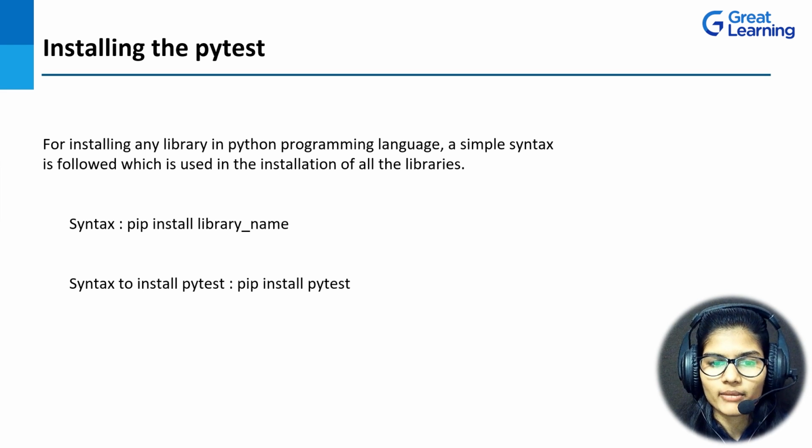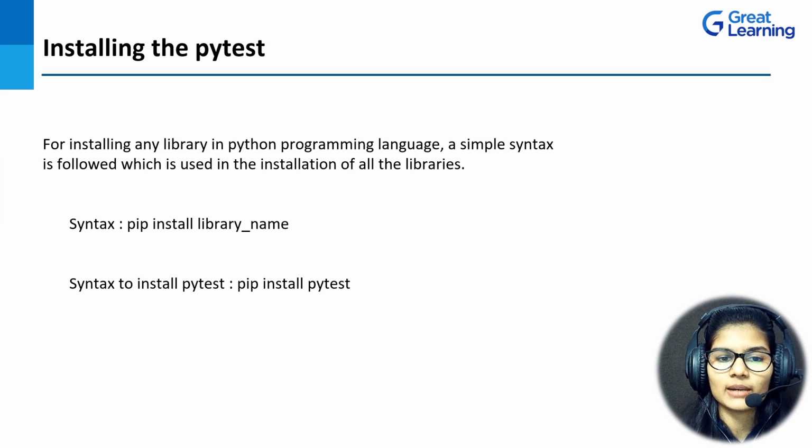So you could open up the command prompt, and in the command prompt you could write this command, that is pip install PyTest. Okay. So I hope I'm very clear about the installation of PyTest: for installing any library in Python, we have a very simple syntax which is mostly used, that is pip install followed by your library name. So the syntax for the installation of PyTest is pip install, and my library name is PyTest. So it completely becomes pip install PyTest.